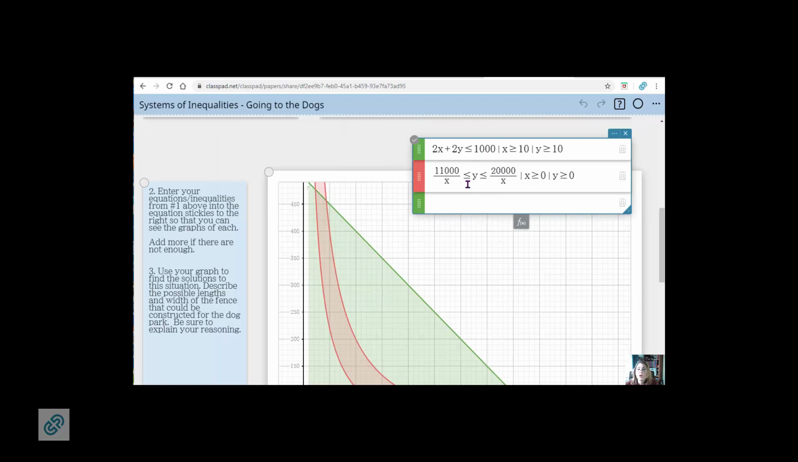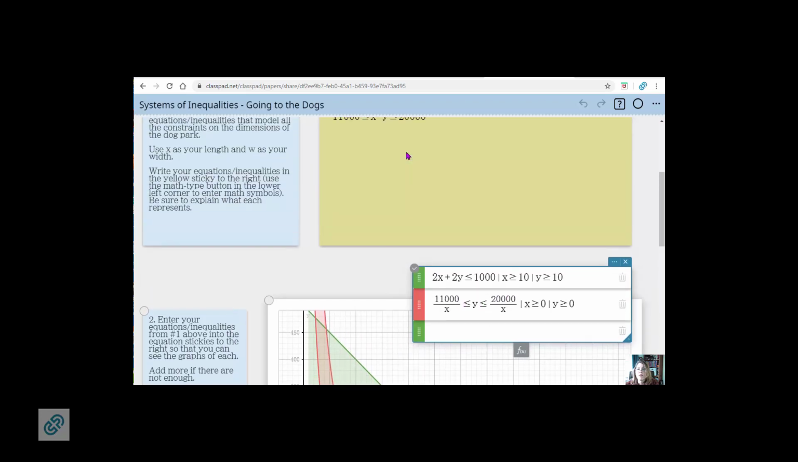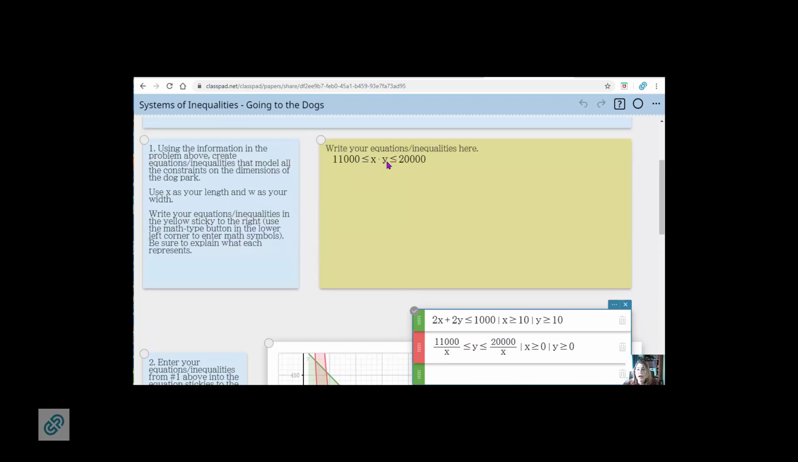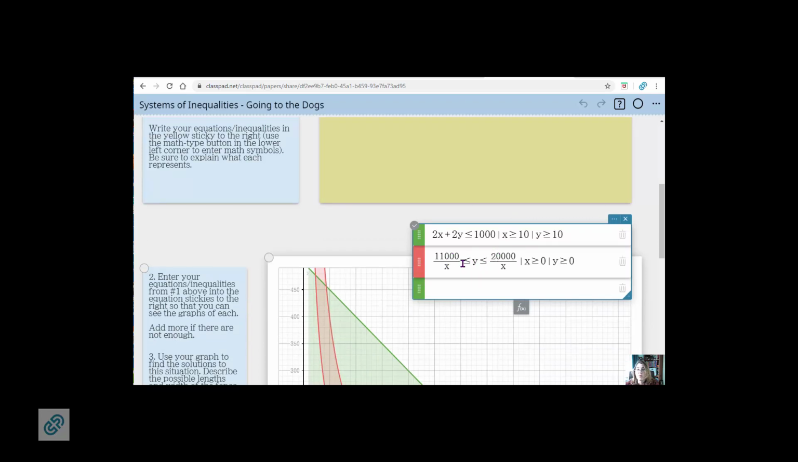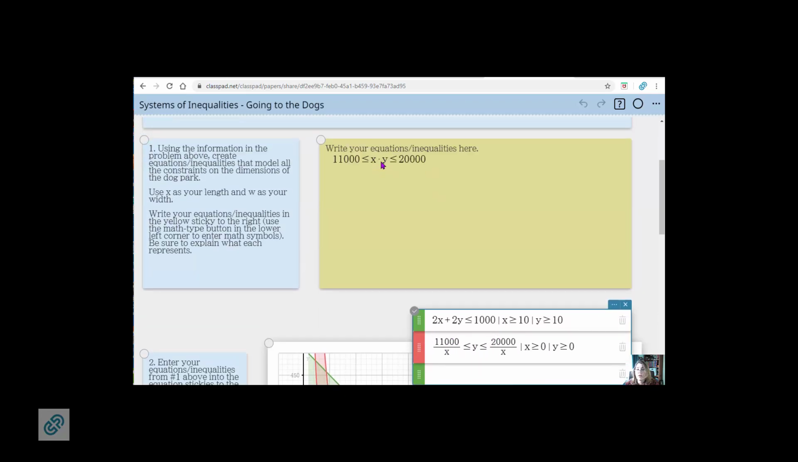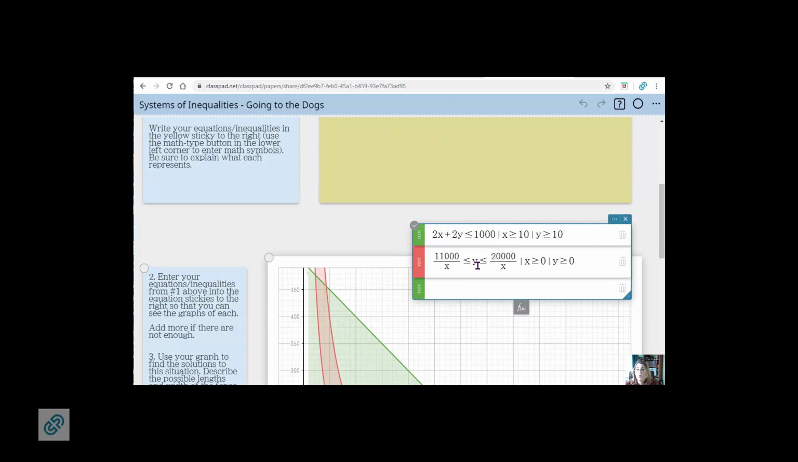So if you look, this is that situation. Here's the area, x times y, length times width. And it has to be between 11,000 and 20,000. But in order to actually make it graph, you get an error if you try to type it this way. You have to do it where it's solved for y. So that's what this is right here.